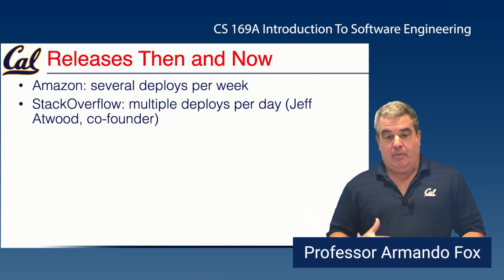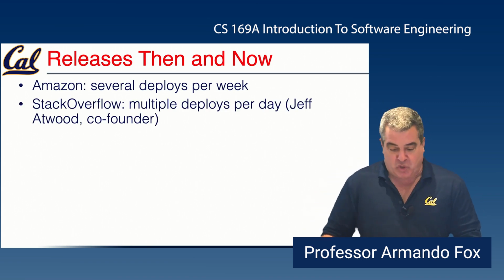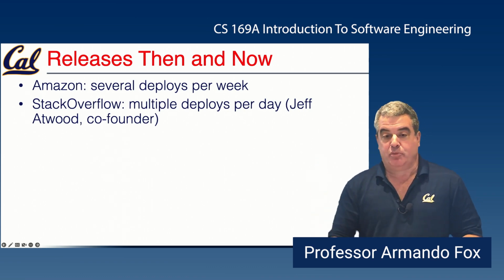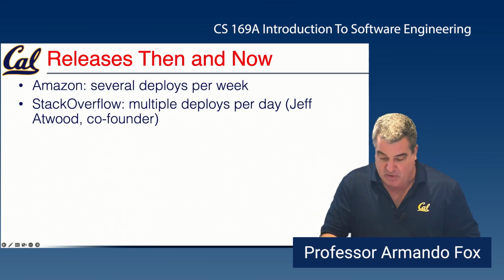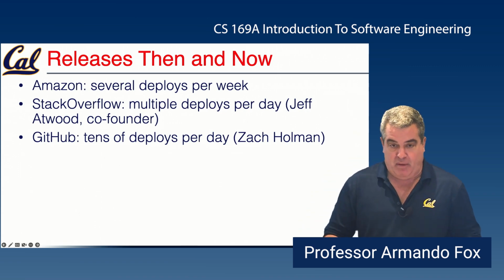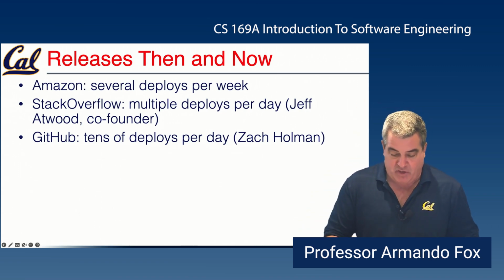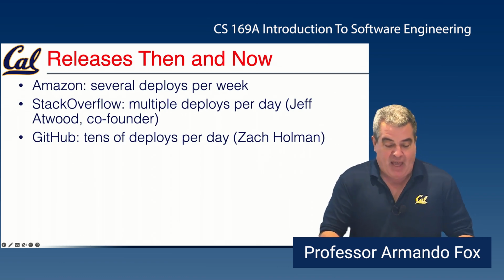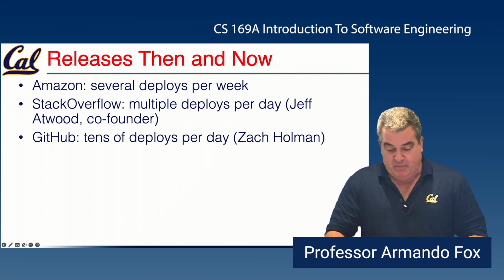Stack Overflow. I'm sure many of you have used Stack Overflow to search for answers to coding problems. According to its co-founder, they do multiple deploys per day, rolling out little features here and there. Similarly, GitHub, they do tens of deploys per day, modifying or enhancing or trying out different features. That's from Zach Holman, one of the GitHub engineers who was a guest speaker in this class a few years ago. And in all these cases, when you think about it, it kind of makes sense, right?